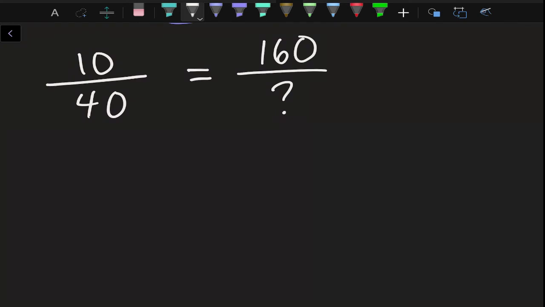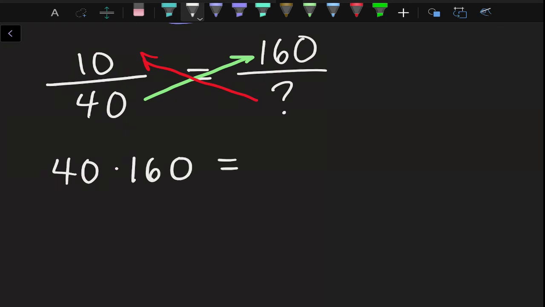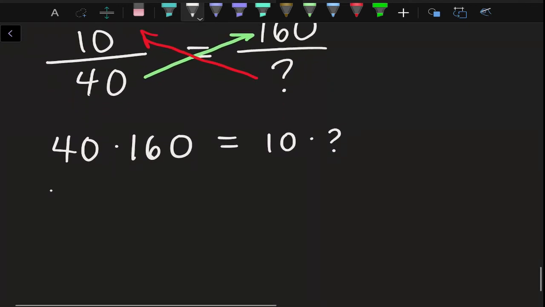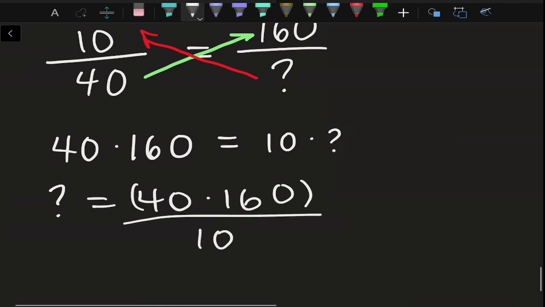Now what we're going to do here is something called a cross multiplication. It's going to look like this. We're going to multiply 40 by 160, and we're going to multiply this question mark by 10. It's going to look like 40 times 160 is equal to 10 times our question mark. So then to find the value of the question mark, we take 40 times 160 and we divide it by 10. And that is going to give us an answer of 640 revolutions per minute.